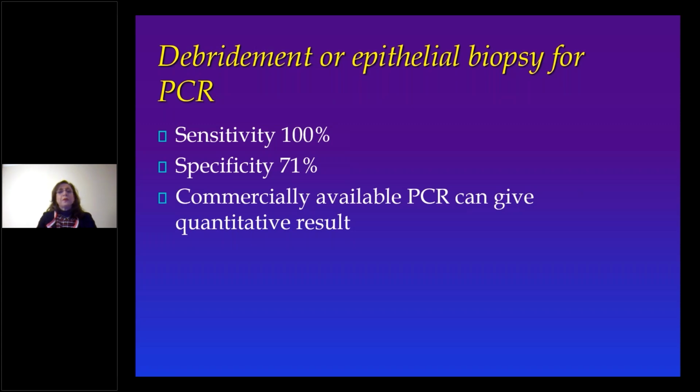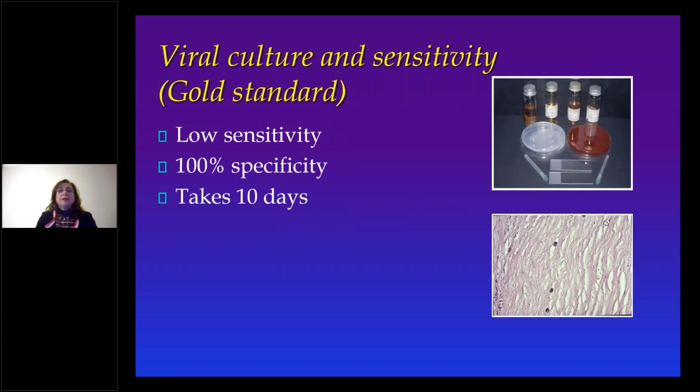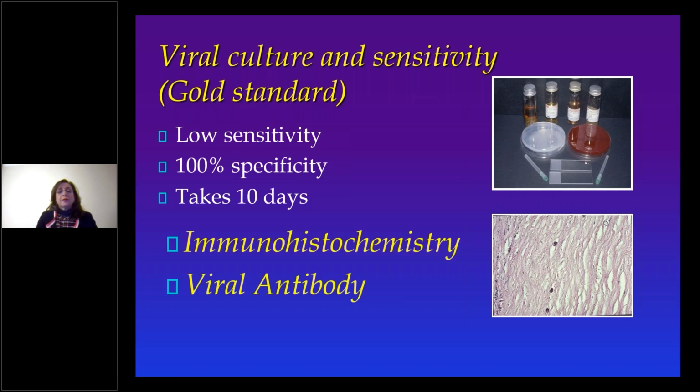But the gold standard is to actually do a viral culture and sensitivity. These tests are usually done within the hospital in a research setup. It's not done clinically as often because it's not very sensitive, although it is very specific, and it also takes a very long time, up to 10 days to come back. Immunohistochemistry is less sensitive than PCR or viral antibodies.